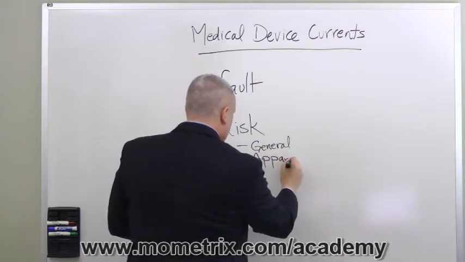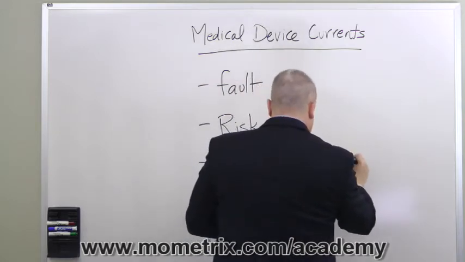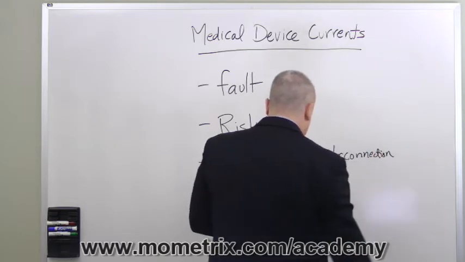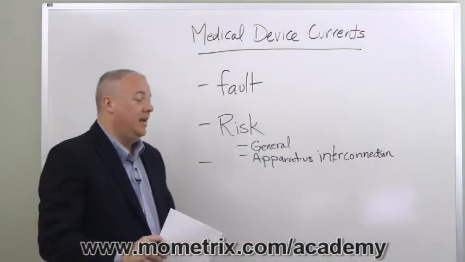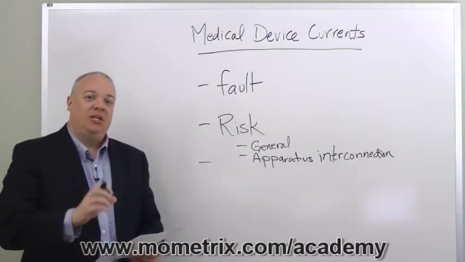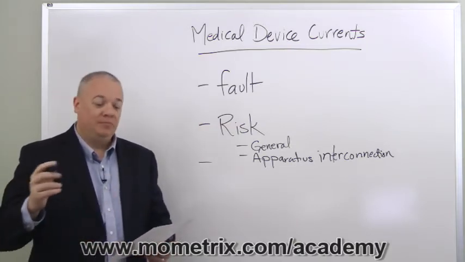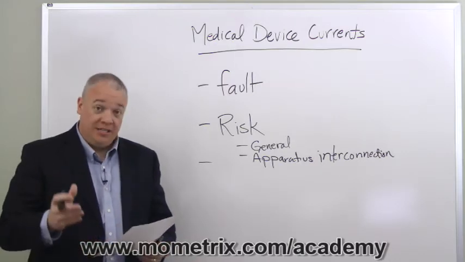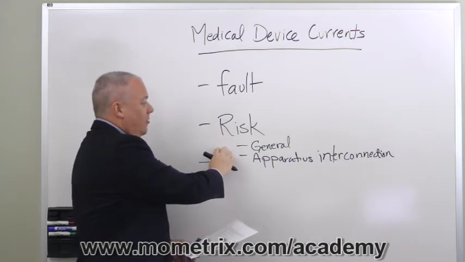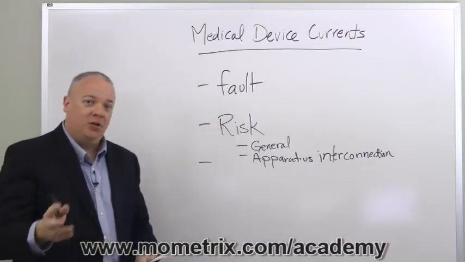And then secondly, under risk current, we want to talk about apparatus interconnection risk current. Under apparatus interconnection risk current, it's a long name to basically say that this particular device is connected to another device, and the flow of supply of current is normal. So normal current flow, general, not grounded, not connected to any other device. Apparatus interconnection is connected to another device, and yet the flow of current is still normal.